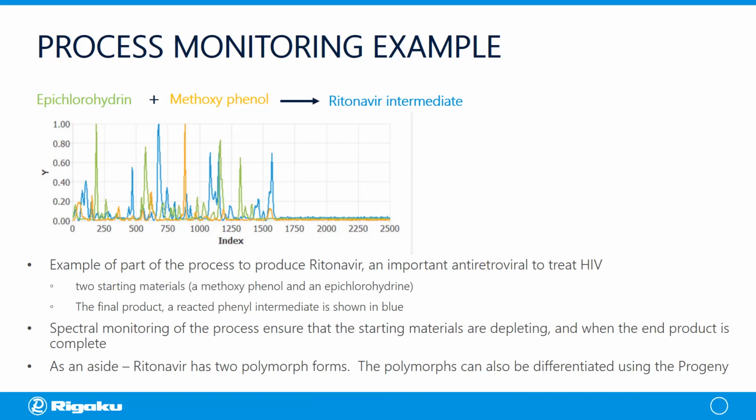Now, if we monitor this, we can clearly see that the spectra are distinct for these materials. So the process can be monitored by following the disappearance of the peaks for the second starting materials, the epichlorohydrin and methoxyphenol, and the increased peak heights and peak presence of the final product, the ritonavir intermediate. Now, as an aside, ritonavir actually has two polymorph forms, and there's another webinar on this showing that these polymorphs can be differentiated also using the Progeny.